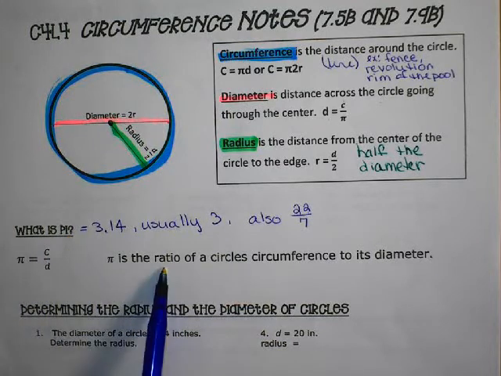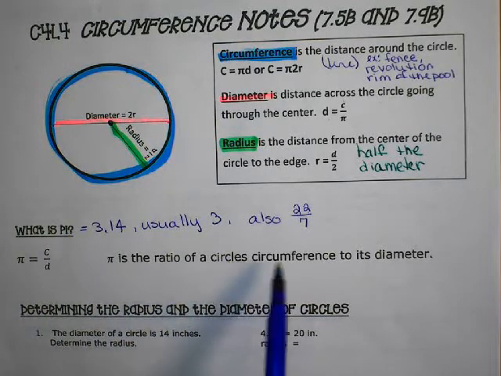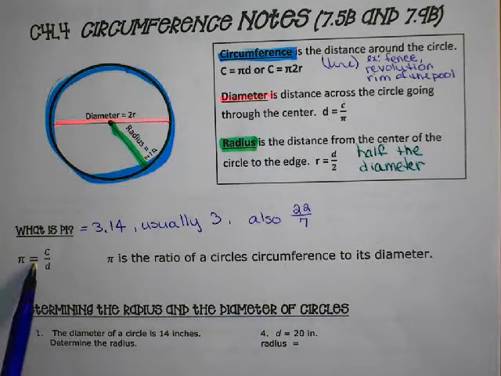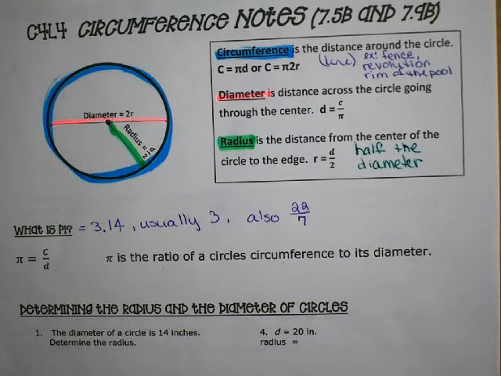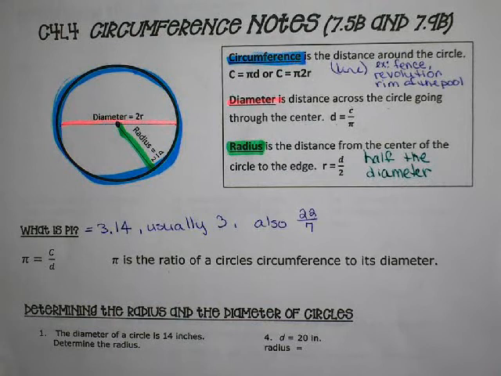Pi is also a ratio of a circle's circumference to its diameter. So you can say pi equals circumference divided by diameter. Do you have any questions at this point?